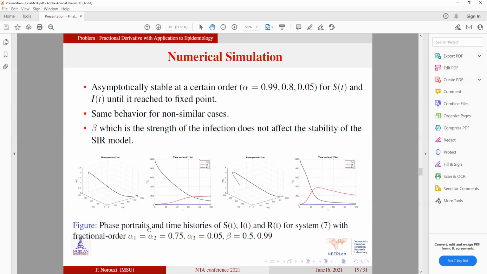Here's what we found for the non-equal cases with 2 different levels of infection, 0.5 and 0.99. As you see here, the system, especially I of t, the number of infected people, is going to stabilize to a fixed point, and we see also S of t reaches the fixed point. And we have the same behavior for the non-similar cases, which shows that beta, the strength of the infection, doesn't affect the stability of the SIR model.